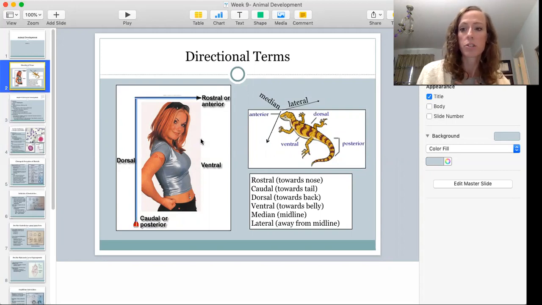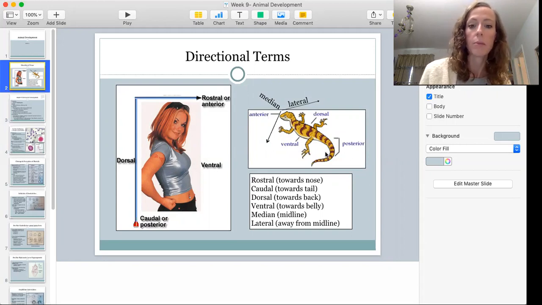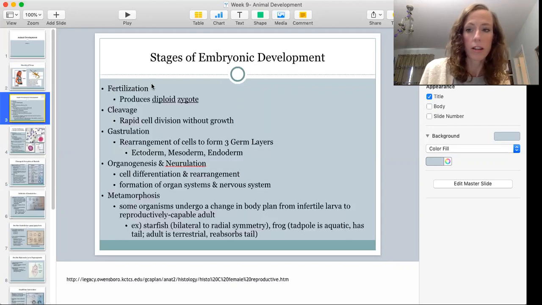Okay, and then towards the chest is going to be ventral. Same concept. It's going to be towards the front of the organism, towards the face, chest area. Okay, so that's ventral. Rostral means towards the nose. Caudal means towards the tail. Midline is going to be median, and lateral can be either direction out from the midline. Okay, and then anterior towards the head, posterior towards the backside. Okay. All right, let's move to our next slide.